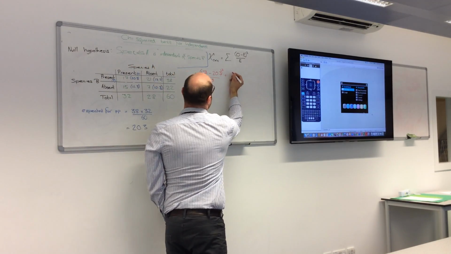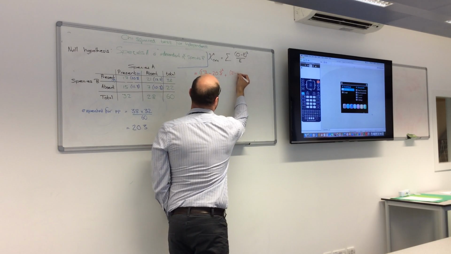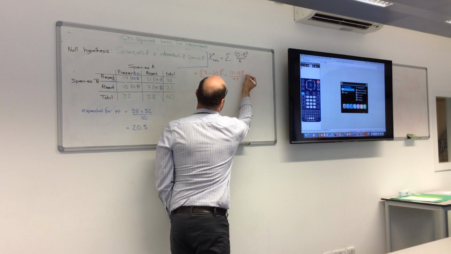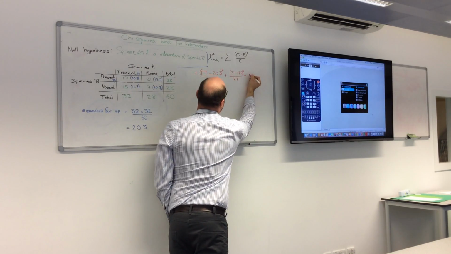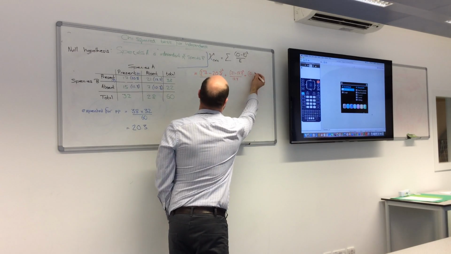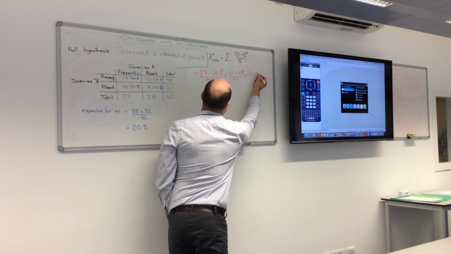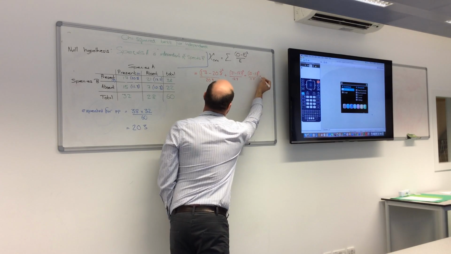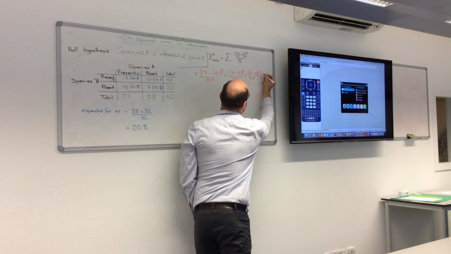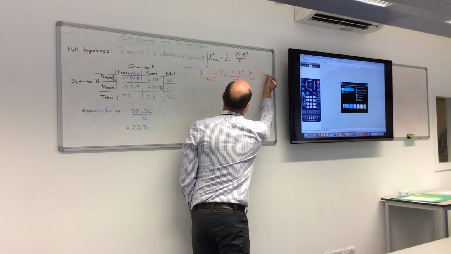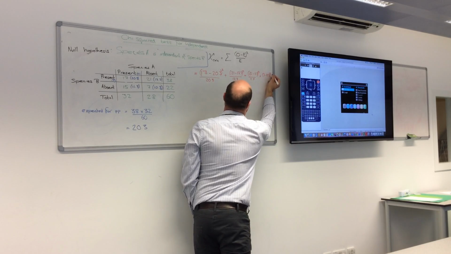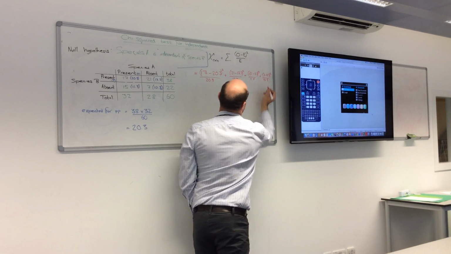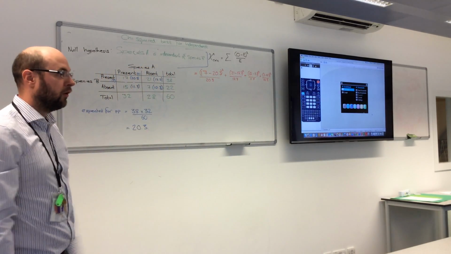We've got plus 21 minus 17.7 all squared over 17.7, plus 15 minus 11.7 all squared over 11.7, plus 7 minus 10.3 all squared over 10.3. Okay, and that's each block calculated.